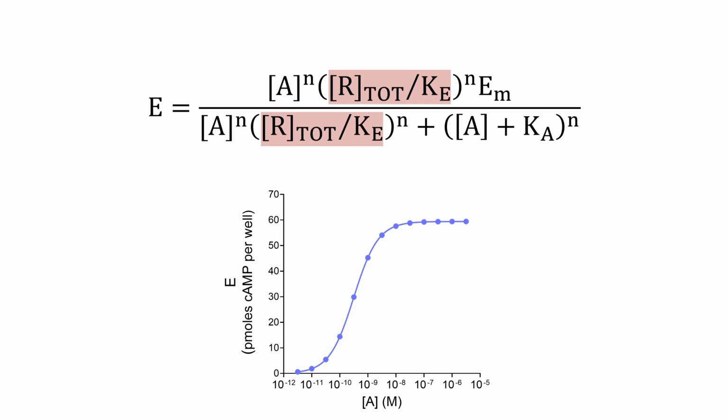The thing to note about this equation is this term here, R tot divided by Ke. This term defines the interaction of the agonist-receptor complex with the signal transduction system. It includes R tot, which indicates the signal is dependent on the receptor concentration. Then it includes Ke, which is the potency of the agonist-receptor complex for the signal transduction system.